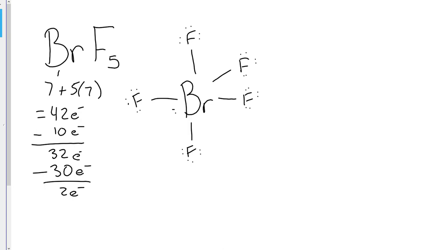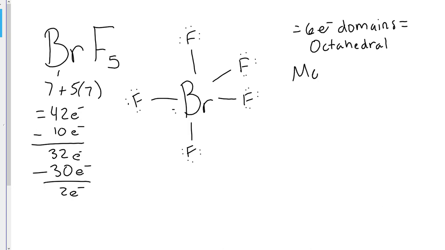Now we're going to describe this bonding using VSEPR structure real quick. So VSEPR structure, first of all, we need to know how many electron domains are here. How many electron domains are in this structure? 6. Good. I've got 5 bonds and then that lone pair there, so that's 6 electron domains. So what is the electron domain geometry? Octahedral. Good. But what is the molecular geometry?